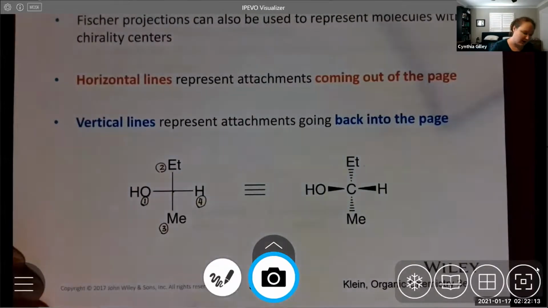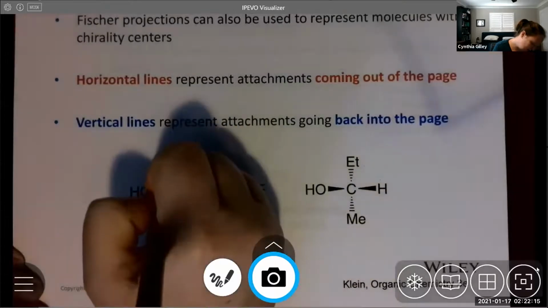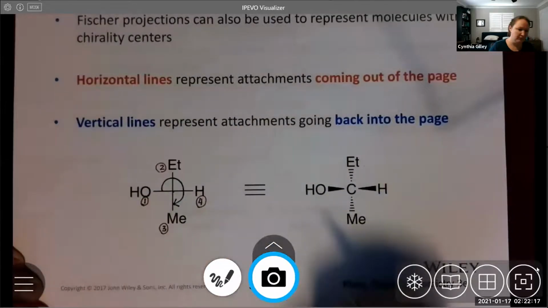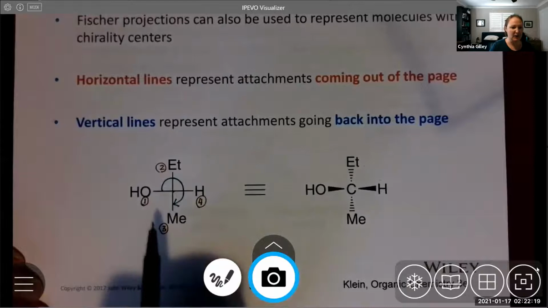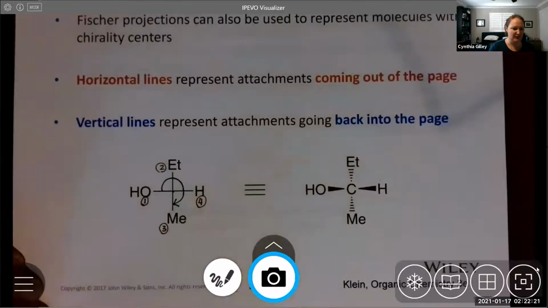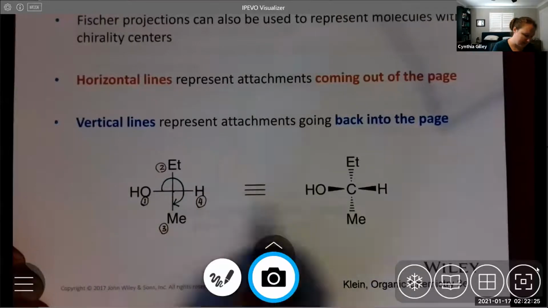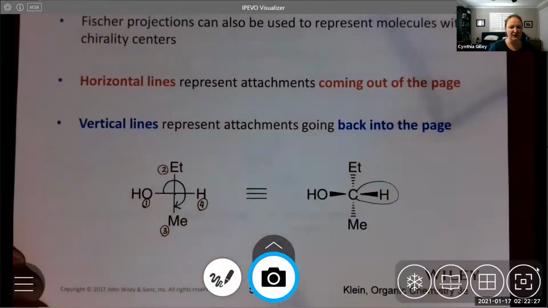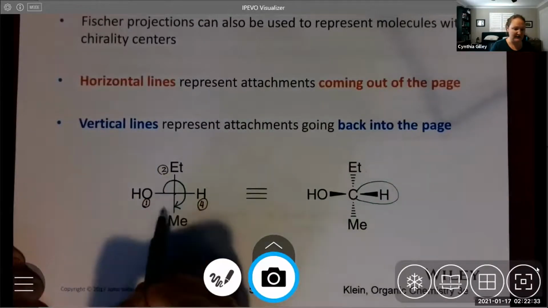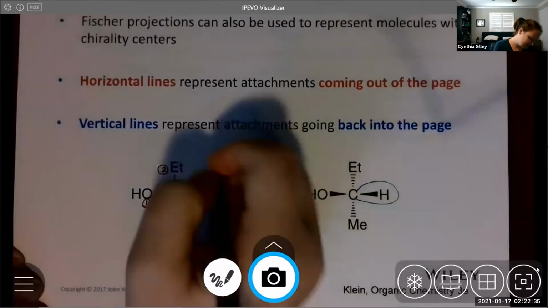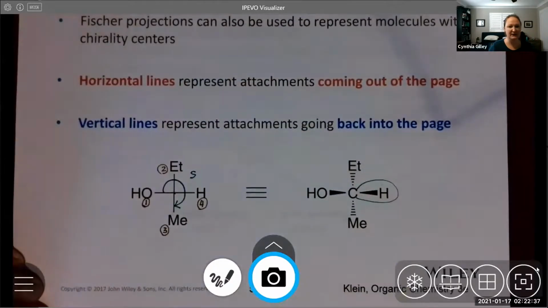Again, we're going to draw our line from 1 to 2 to 3, ignoring 4. And we have, again, a clockwise directional arrow. But one of the things we want to remember is that our 4th priority group is actually on a wedge, or coming out at us. Remember that when that happens, we have to switch it. So clockwise in that case is actually S, and that chiral center is actually S.